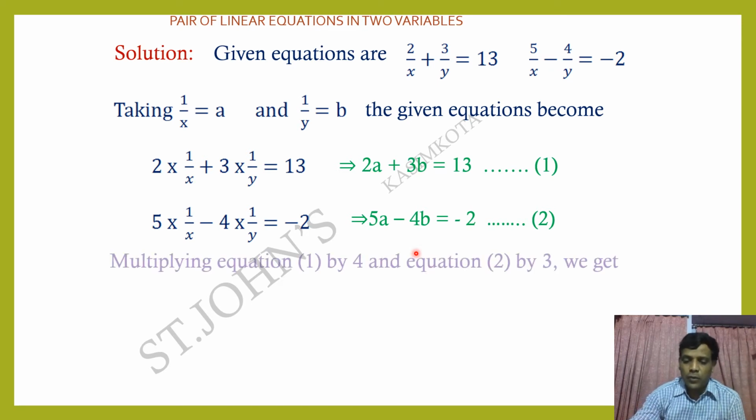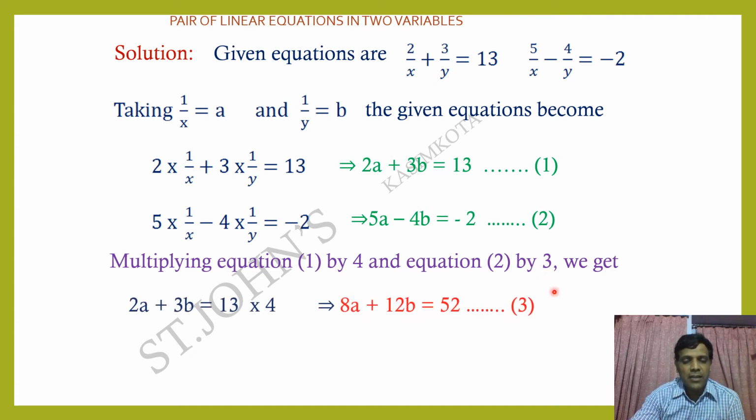Coming to the next point, multiplying equation 1 by 4. Equation 1 is multiplied by 4 and equation 2 is multiplied by 3. Then we get the equations. At the next step, 2a + 3b = 13, multiplied by 4: 4 into 2a is 8a, 4 into 3b is 12b, 4 into 13 is 52. This is the third equation. Now the second equation is multiplied by 3.